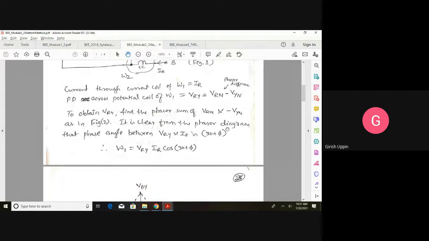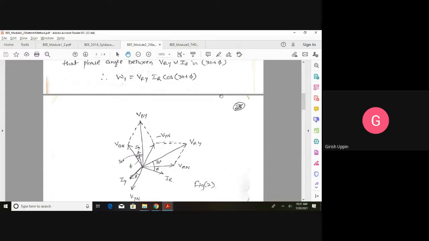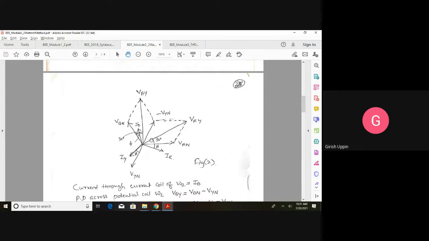It is clear from the phasor diagram, the phase angle between VRY and IR. We will see how we get cos of 30 plus phi. First, with this understanding, we draw the phasor diagram. Please understand it, it is very simple. We start with the phase voltage VRN. First, draw this line VRN, then VYN 120 degrees apart, and VBN 240 degrees apart. Once you have these three, what are the phase currents? IR, IY, and IB.